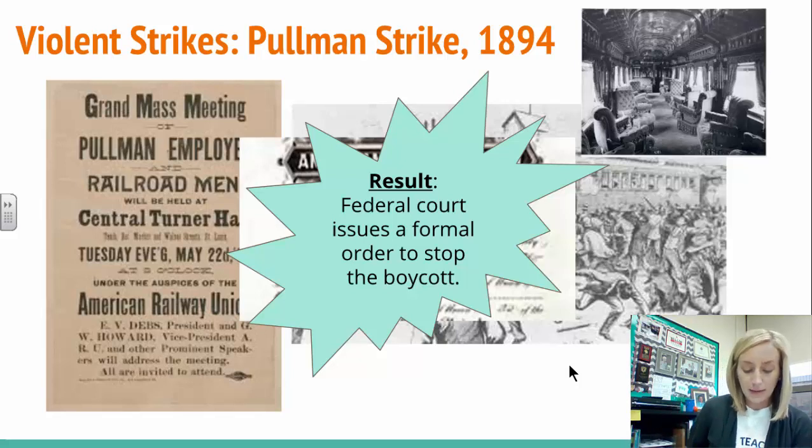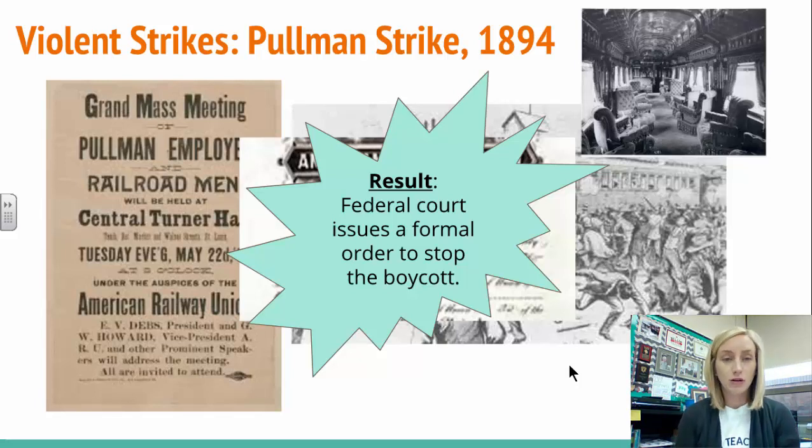So what ends up happening, the federal court actually issues a formal order to stop the boycott. And what this shows us is that the government at the time is actively against labor unions, so very much hurting their cause. And the president, however, at the time, to appease workers and to maybe prevent some of these strikes, he signs into a national holiday, Labor Day. So the Pullman strike is actually why I think it's the first Monday in September we have off work.